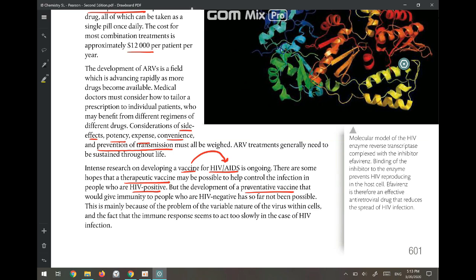It's very difficult to make a preventative vaccine. That's because of the nature of HIV. As we said, it mutates very fast, so you have a variable nature of this virus even within one cell, so it's very difficult to make a preventative vaccine for that. Another problem is that the immune response seems to act too slowly in the case of HIV infection.